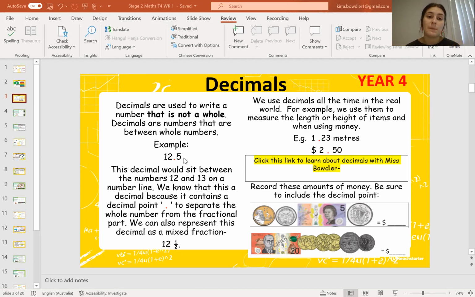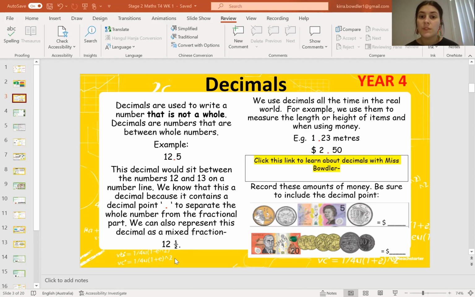Now, we also can represent decimals as fractions. They are very closely interlinked together. 12.5 is the same as saying 12 and a half, like this mixed fraction we have here. It's really important when we are learning about decimals that we use our knowledge of fractions to help us in determining the size of a decimal because they work really close together.